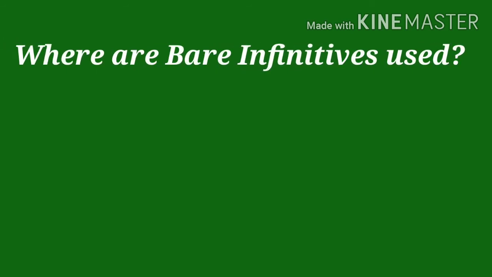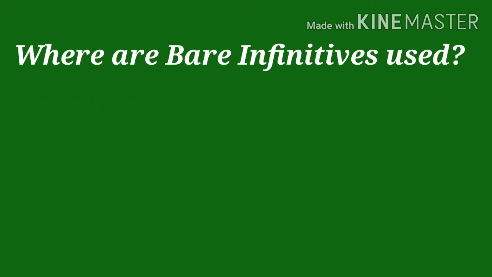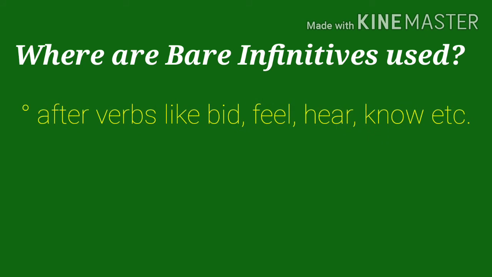The next subtopic is where are bare infinitives used? First, after modal auxiliaries like shall, will, must, should, etc. For example, I must call him, he will meet me. In all these cases, the structure should have been I must to call him or I will to meet him, but as I explained earlier, the word to does not precede the verbs in these examples because modals have been used. The second place where bare infinitives are used is after verbs such as bid, feel, hear, know, let, etc.